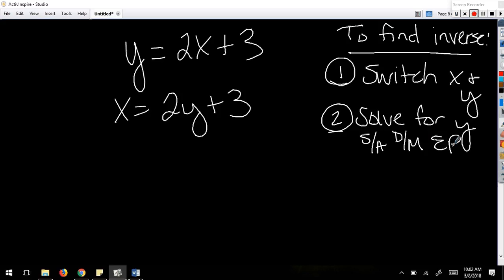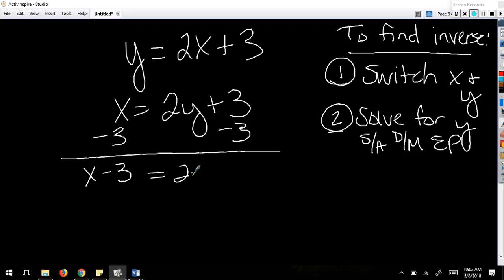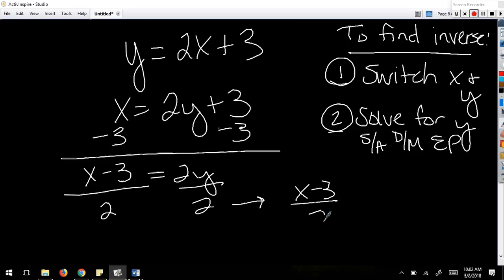Okay, so we're going to subtract 3. Now, can you subtract 3 from x? No, so I just write x minus 3. Now I divide by 2. So the equation for the inverse is x minus 3 over 2. I got y by itself. So I did addition subtraction first, which was move the 3, and then I divided by 2.